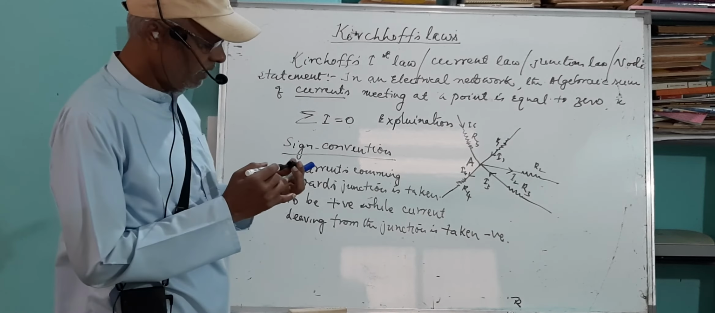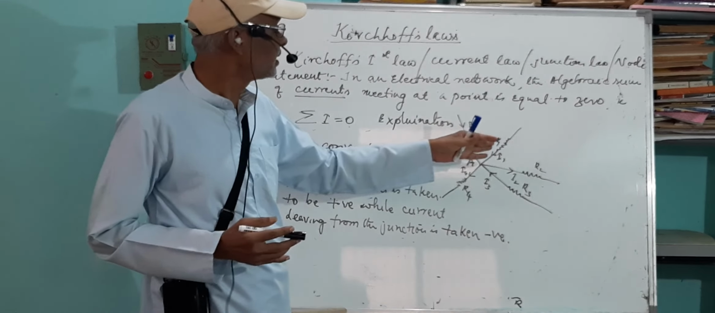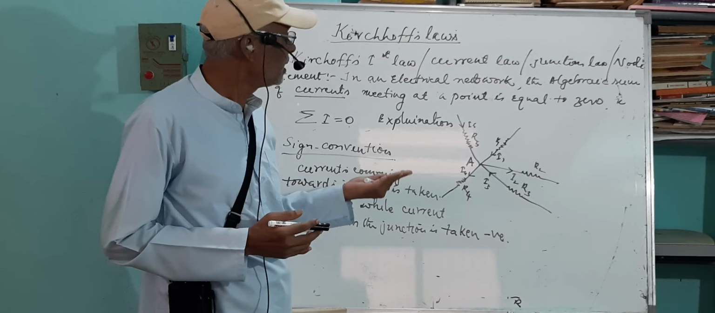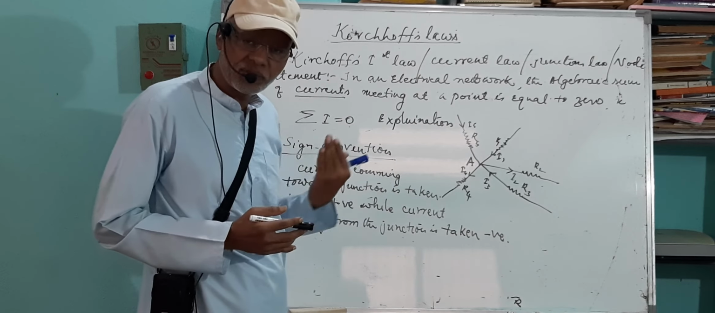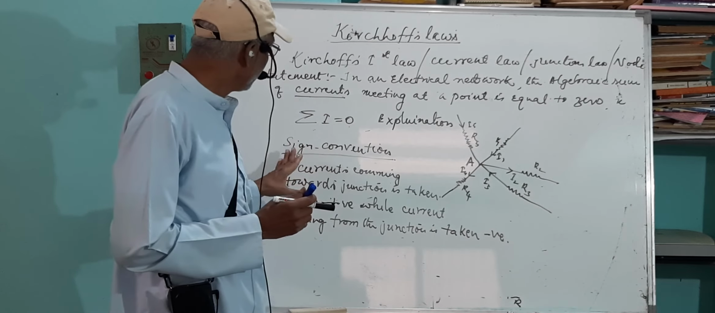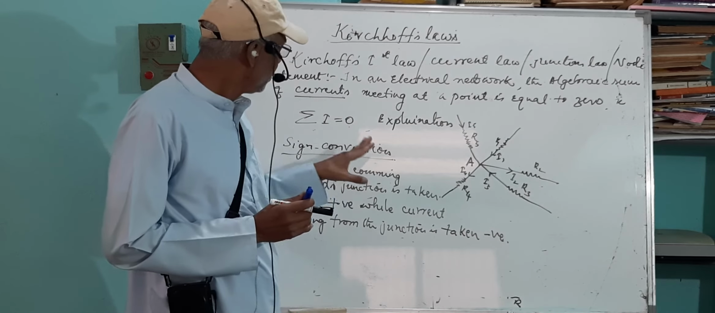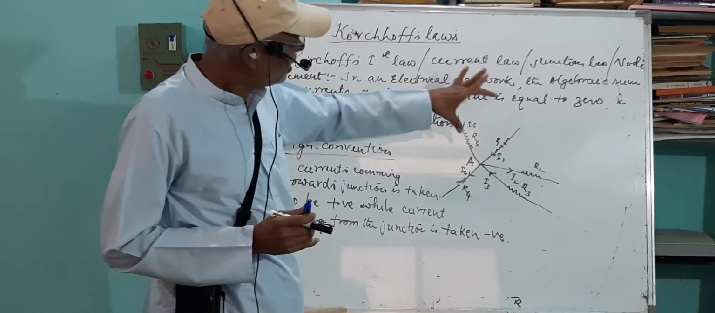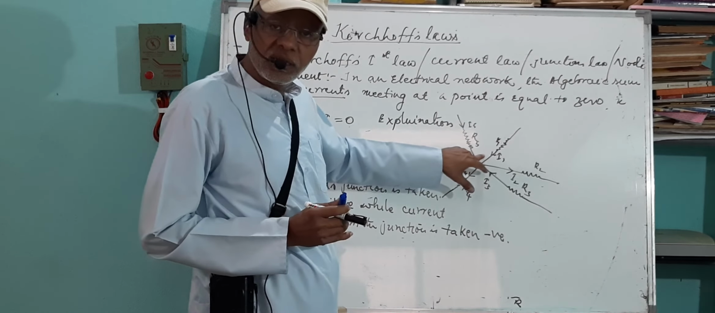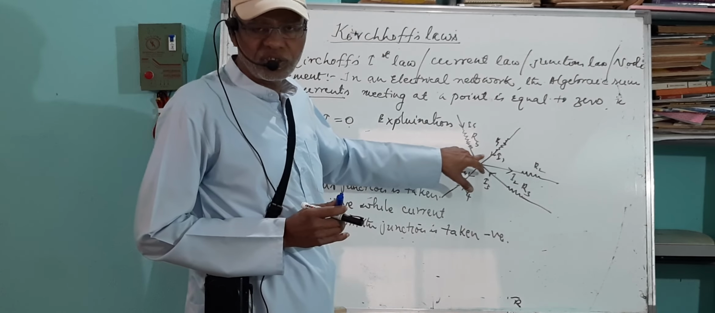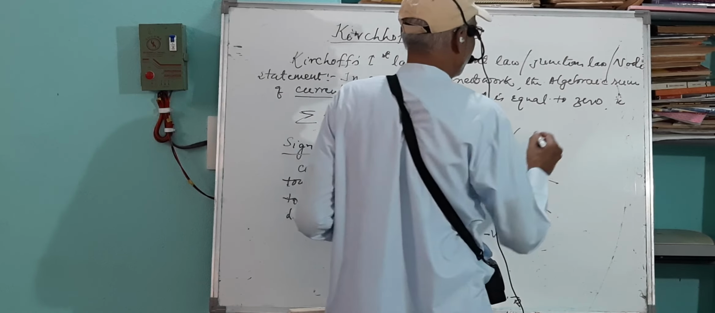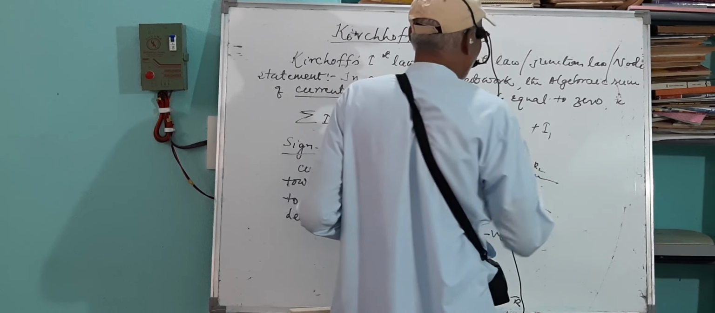The simple thing is that there are five branches. In some branches current is coming toward the junction, and in some other branches current is leaving from the junction. To apply Kirchhoff's first law, you have to use the sign convention rule. According to it, in this conductor current is coming toward the junction, so that current is taken to be positive. That means I1 is taken to be positive.